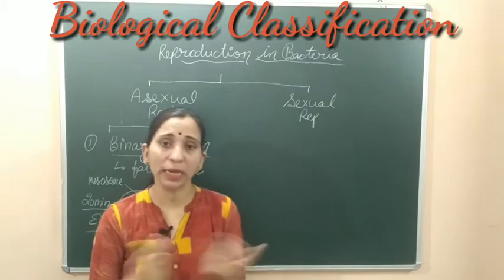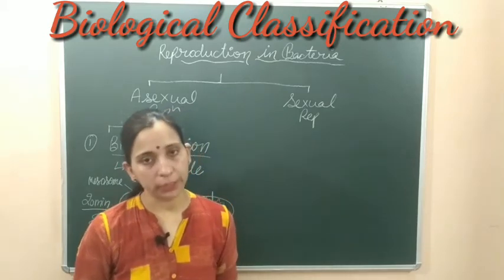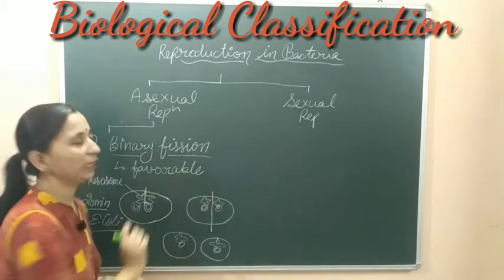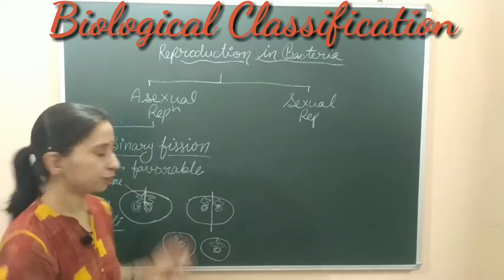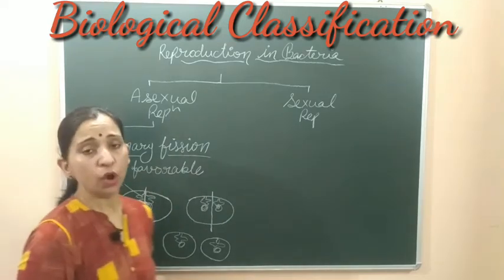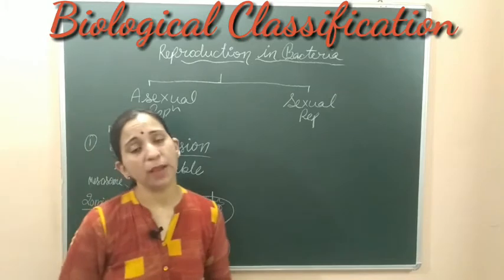After that, these daughter cells will again divide within the next 20 minutes. So just within 20 minutes, they can reproduce by binary fission. So this is one way of asexual reproduction that is found in the bacterial cell.